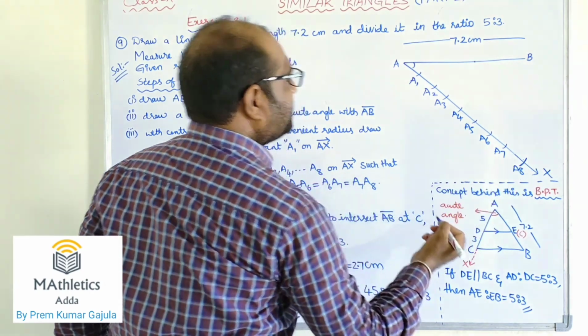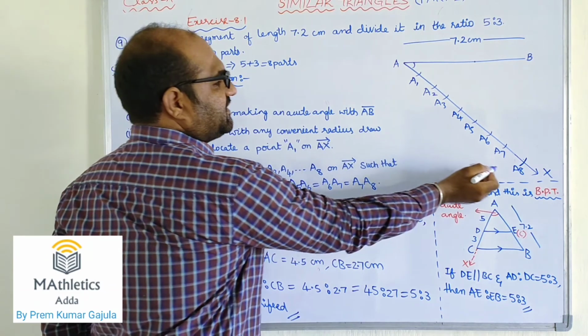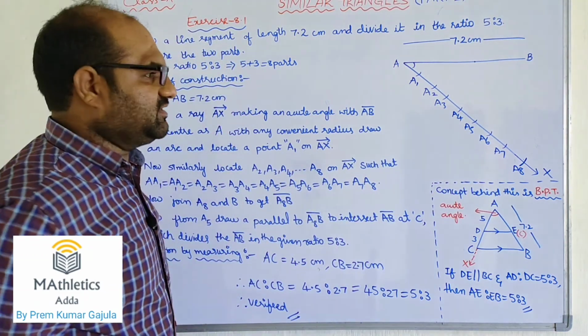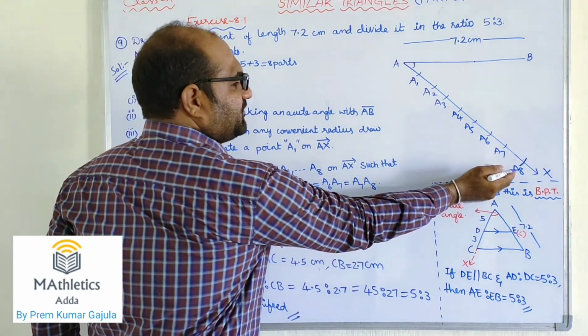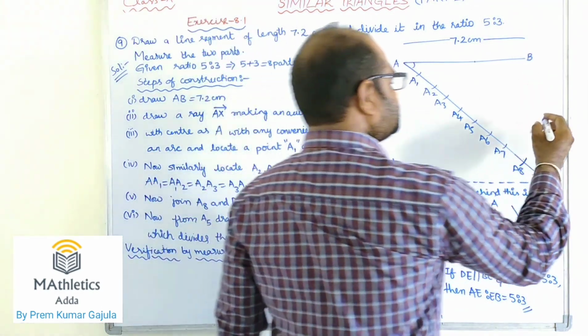Why up to A8? Why? Because our total parts are 5 plus 3 is equal to 8 parts. So we should take up to A8. Okay, so after taking up to A8, then we should join this B and A8. So I'm joining here.